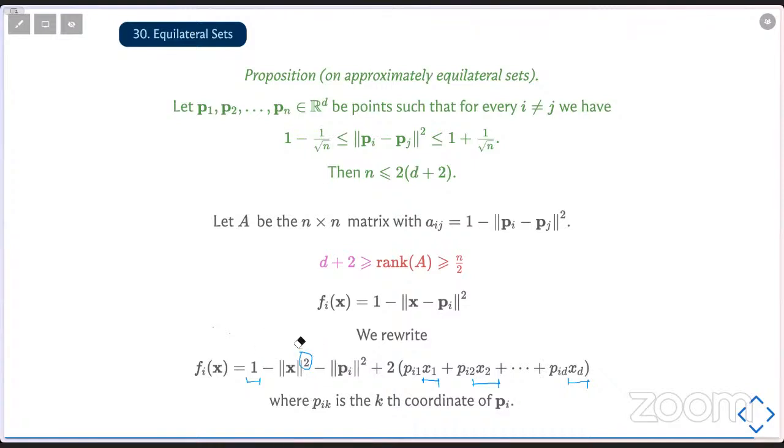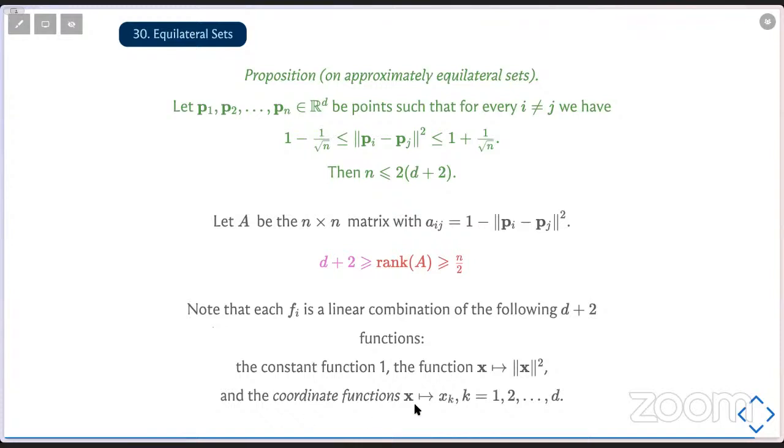So indeed, basically one function that gives me the squaring effect, one function that pulls out the ith coordinate, and one function that can give me the additive constant. These are all ingredients that are enough for me to express any of the Fi's. So notice that there are n of the Fi's, but they can all be expressed as linear combinations of D plus 2 things: the constant function, the squaring function, and the individual coordinate functions. So this is a list of D plus 2 functions.